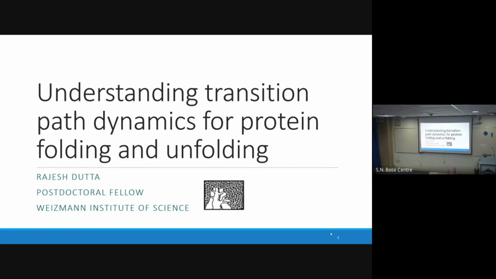Rajesh Dutta. Dr. Rajesh Dutta joined IISc in 2012 as an integrated PhD student in chemical science. Then he joined as a PhD student in 2014 under the supervision of Professor Weizmann, and in 2019 he submitted his PhD thesis. Currently he is a postdoctoral research associate at the Weizmann Institute of Science, and he will be moving to Purdue University. He has published a total of 9 papers in peer-reviewed international journals. With this brief introduction, I invite Dr. Rajesh Dutta to deliver his lecture.